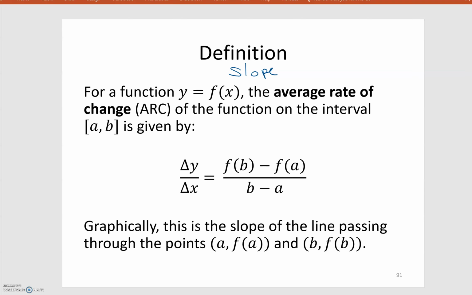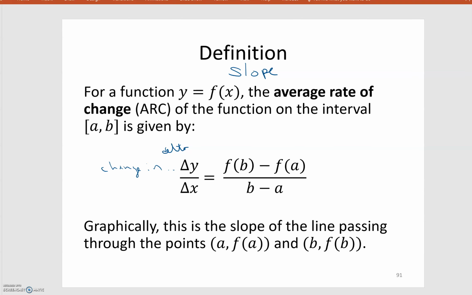So for a function y equals f of x, the average rate of change, otherwise called the arc of the function on the interval a to b, is given by the following formula. So here's your formula to memorize. This is delta. So delta is just the Greek letter for change in math. Whenever you see delta, we normally mean change in y over the change in x. So that's change in. And here's the actual definition: f of b minus f of a over b minus a.